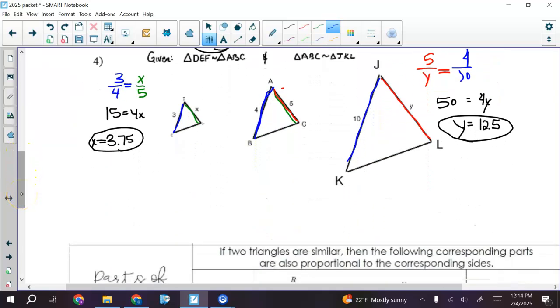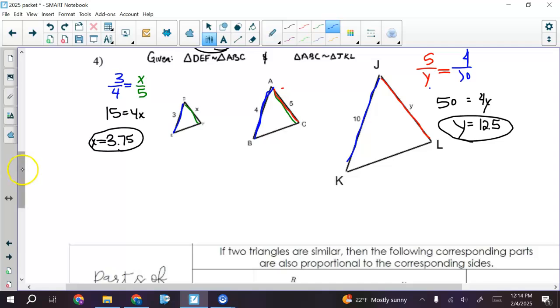You had an example like that on your homework yesterday. So we can put 3 over 4 equals x over 5. And then that figures out what x is, 3.75. Now again, use that middle triangle to find the big triangle. So go 4 over 10 equals 5 over y. 5 over y equals 4 over 10. Cross multiply, y is 12.5.